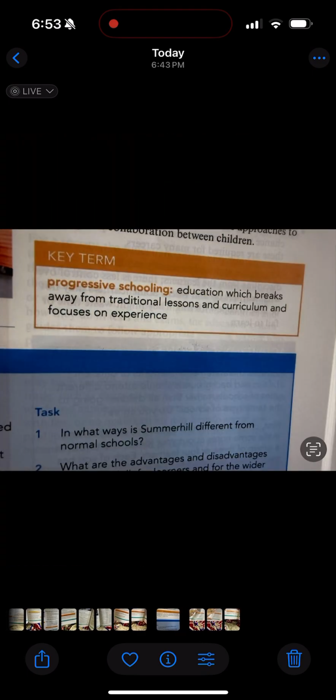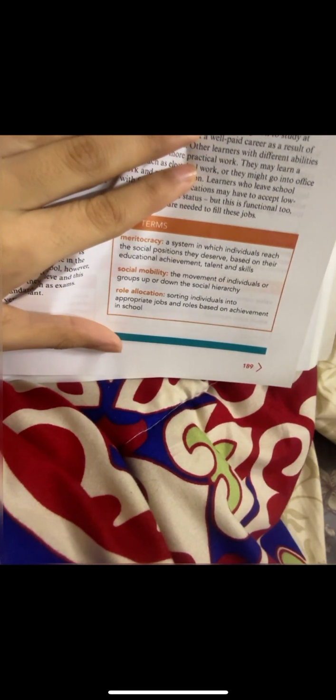Unschooling. Informal learning without lessons or a curriculum, in which the learner chooses what and how to learn. Progressive schooling. Education which breaks away from traditional lessons and curriculum and focuses on experience. Meritocracy. A system in which individuals reach the social positions they deserve, based on their educational achievement, talent and skills.